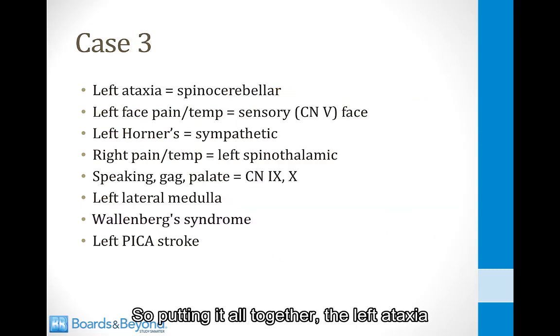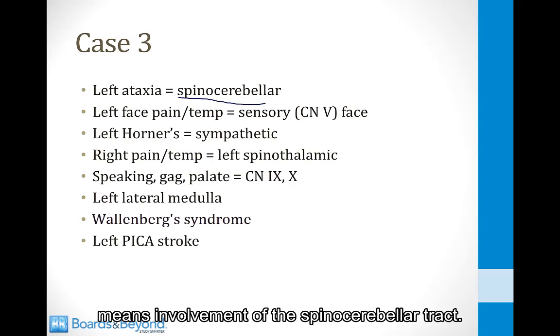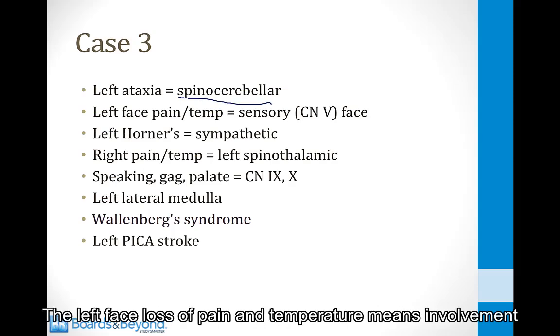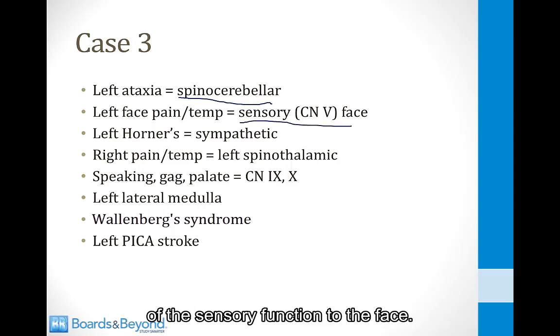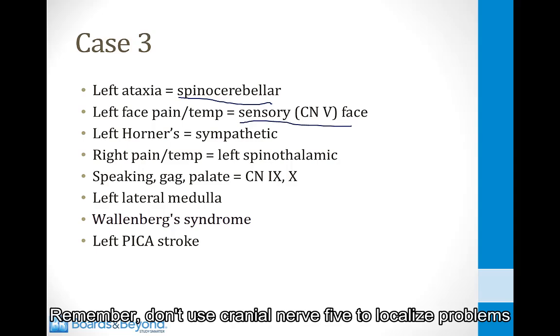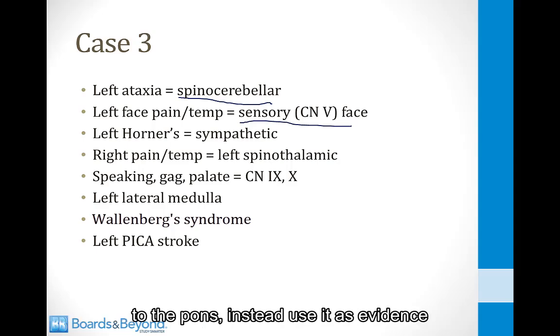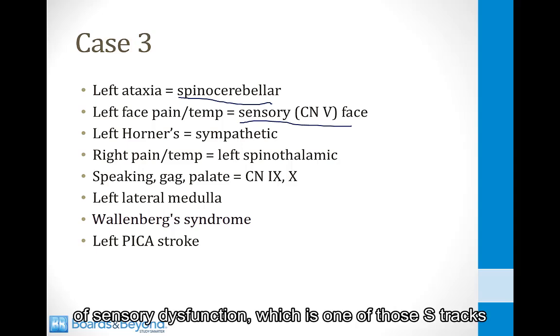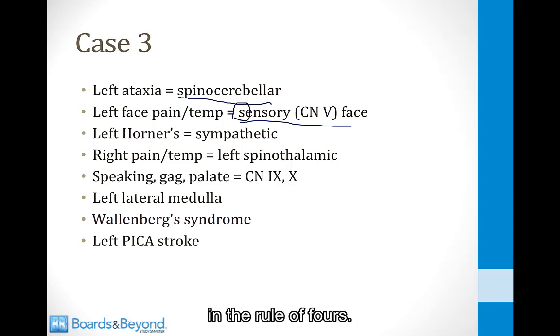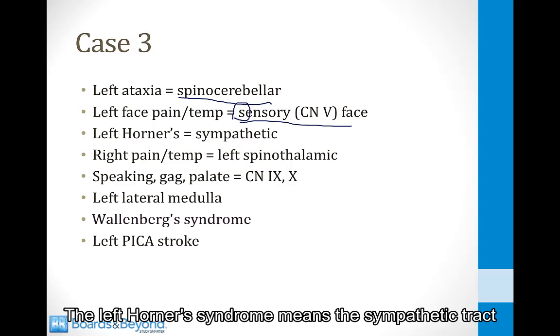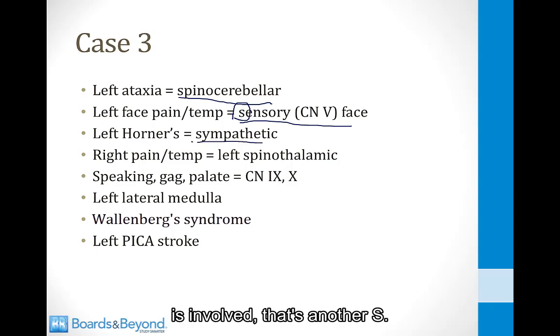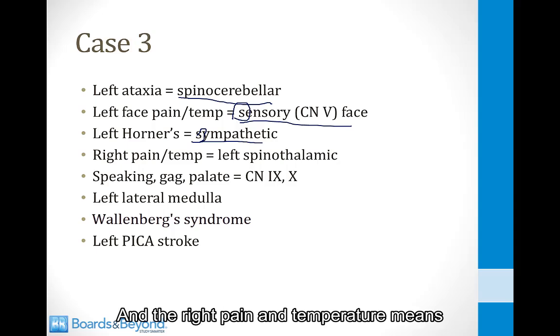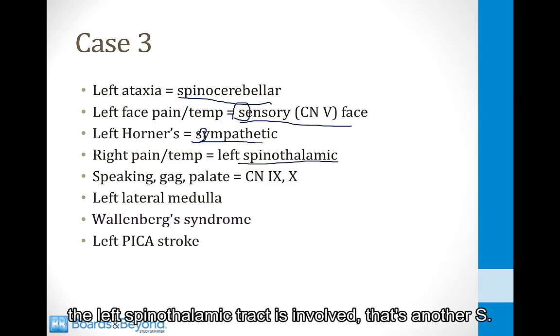So putting it all together, the left ataxia means involvement of the spinocerebellar tract. The left face loss of pain and temperature means involvement of the sensory function to the face. Remember, don't use cranial nerve 5 to localize problems to the pons. Instead, use it as evidence of sensory dysfunction, which is one of those S tracts in the rule of fours. The left Horner syndrome means the sympathetic tract is involved. That's another S. And the right pain and temperature means the left spinothalamic tract is involved.